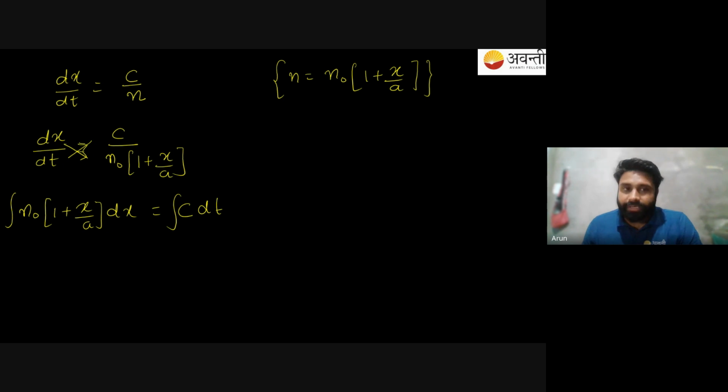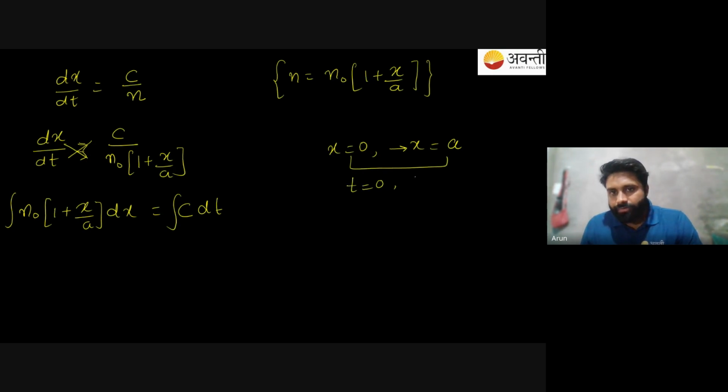And from where to where do we have to put the limit? What is the limit of x? x is varying from x equals 0 to x equals a. We are interested in this limit. And time t goes from t equals 0 to t equals t. Here the variable is x, so the limit is 0 to a. Here it is time, so 0 to t.